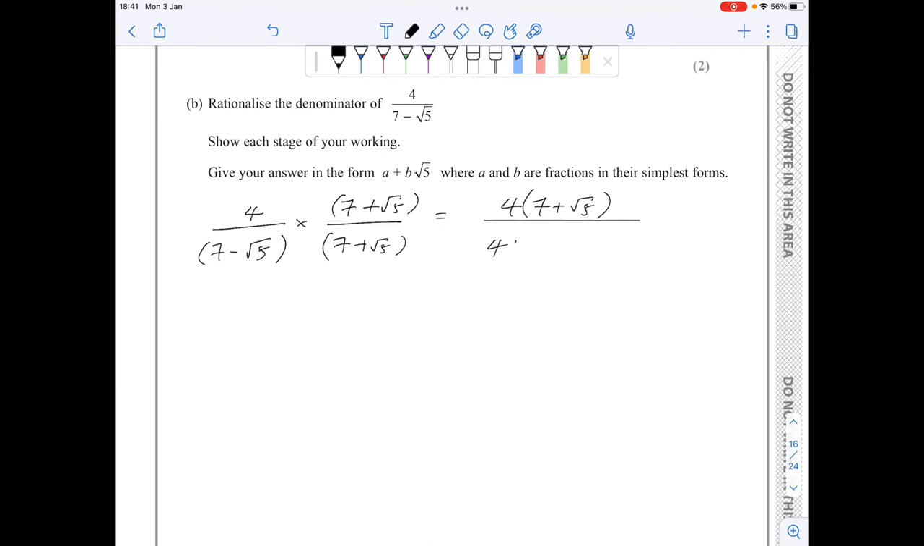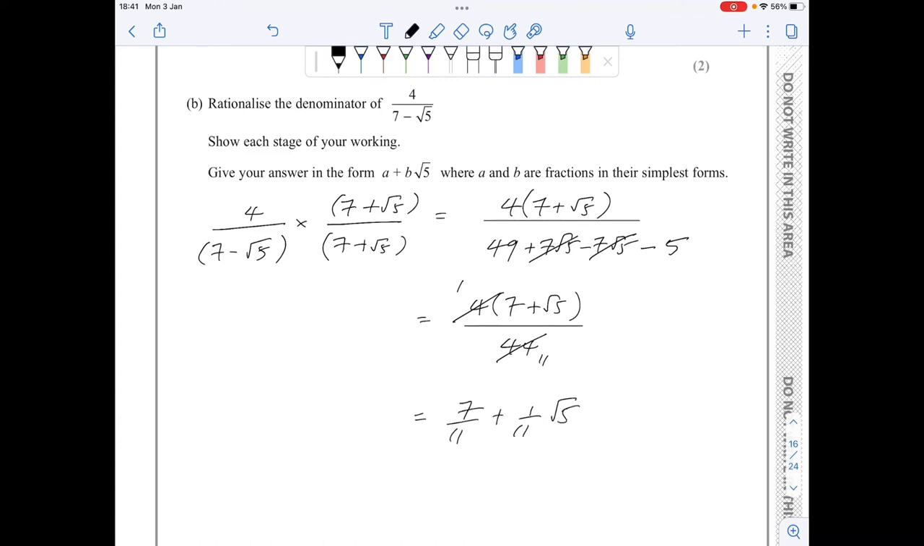So I'm going to get 49 plus 7 root 5 minus 7 root 5, which cancels out, and then minus the square root of 25, which is a 5. So I get 4 times 7 plus square root of 5, no expansion yet, over 44. I can simplify the 44 with the 4. I get 1, I get 11. And if I split this now into two fractions, I'm going to get 7 over 11 plus 1 over 11 square root of 5, which is in the required form.